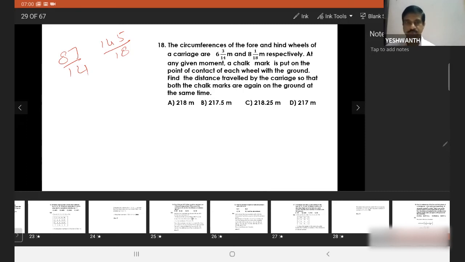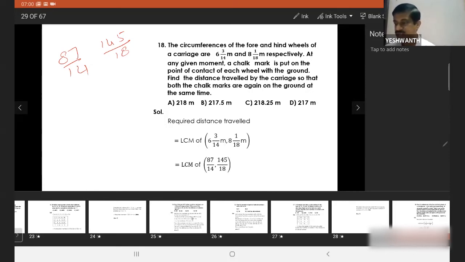At any given moment, a chalk mark is put on the point of contact of each wheel with the ground. Find the distance traveled by the carriage so that both the chalk marks are again on the ground at the same time. So children, this is a very important question. You have numerator as well as denominator, which means you should take the LCM of these two numbers, 87/14 and 145/18.